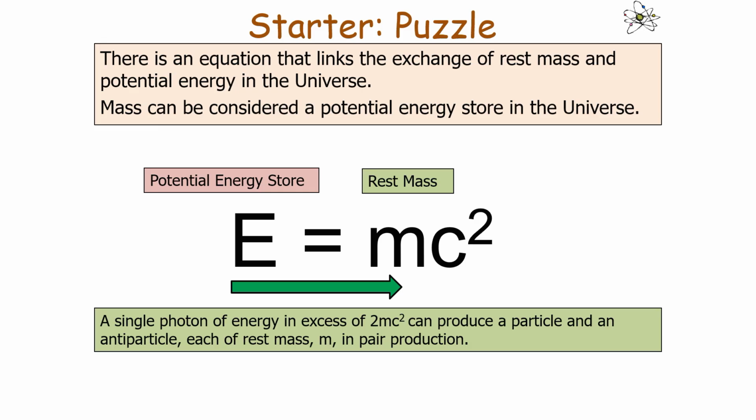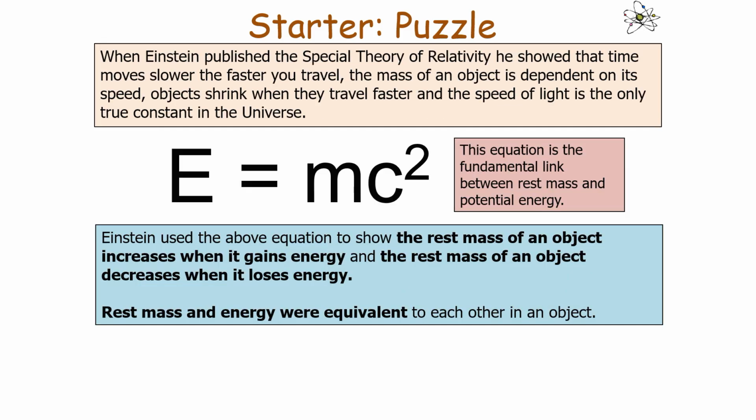Now this is important because Albert Einstein published this idea in the special theory of relativity, where he showed that time moves slower the faster you travel, the mass of an object is dependent on its speed, objects shrink when they travel faster, and the speed of light is the only true constant in the universe. But the part of the special theory of relativity we're concerned about in today's lesson is that Einstein used the equation E equals mc squared to show that the rest mass of an object increases when it gains energy and the rest mass of an object decreases when it loses energy.